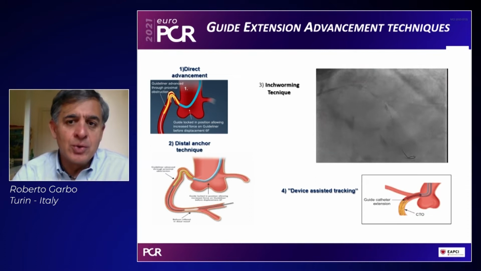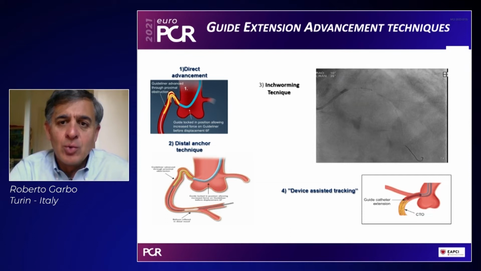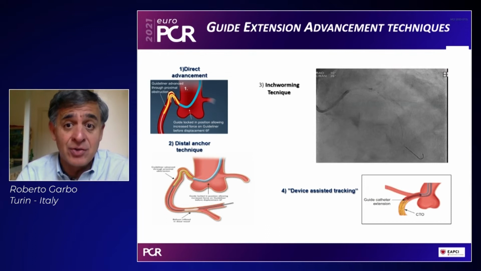The first is direct advancement, and the second one is the distal anchoring technique. But I think the most useful is the so-called inchworming technique that you can see in the video. It is a sort of help with the balloon. You inflate the balloon near the guide extension, and then you deflate the balloon. After that, you can push your guide extension, and this is really useful to reduce the risk of complications, of damaging the coronary artery, and to make it easier to push our devices inside the coronary artery.